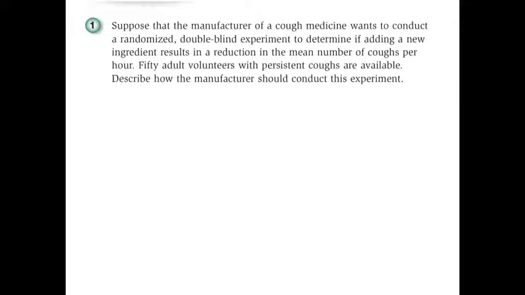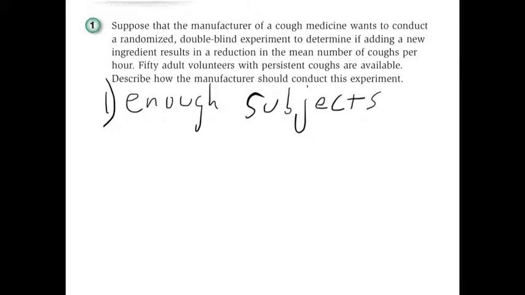to do this. Suppose that the manufacturer of a cough medicine wants to conduct a randomized, double-blind experiment to determine if adding a new ingredient results in a reduction in the mean number of coughs per hour. 50 adult volunteers with persistent coughs are available. So let's break this down a little bit. First part of a well-designed experiment is having enough subjects.